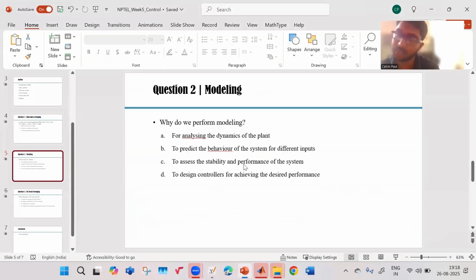We want to analyze the dynamics of the plant. We want to predict the behavior of the system for different inputs. So when we change the input, we will see how it will respond. We assess the stability and performance of the system. Stability is really important, right? We want our system to be stable. We want it to behave as we want it to behave.